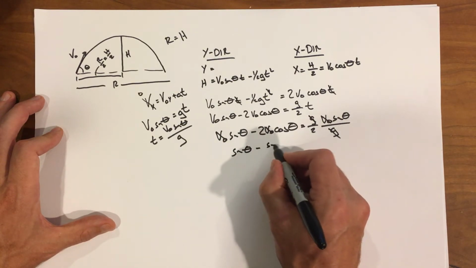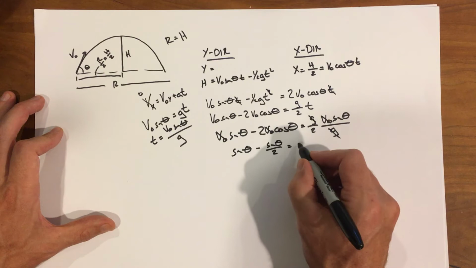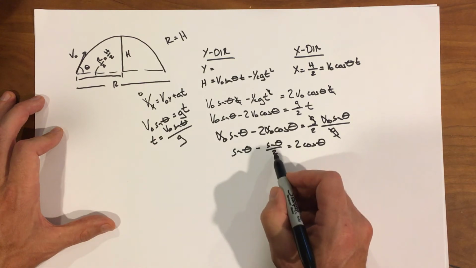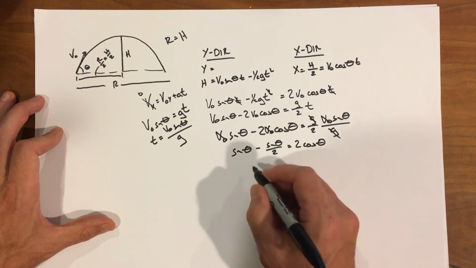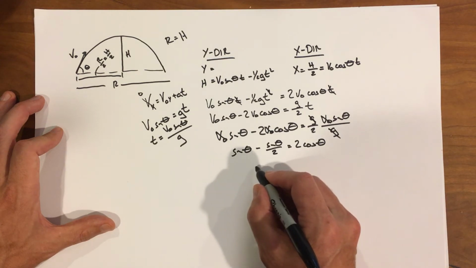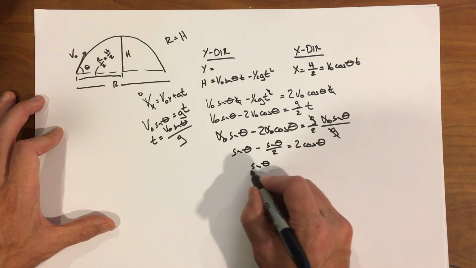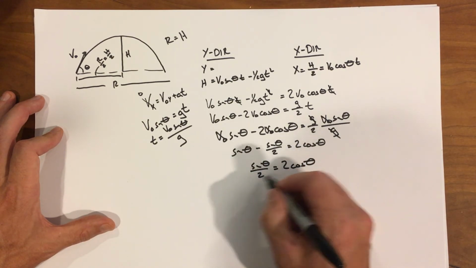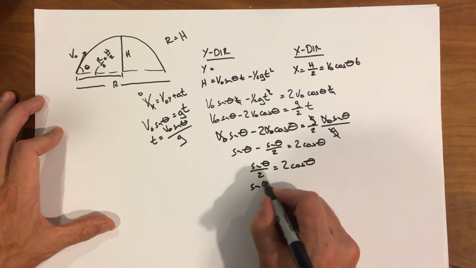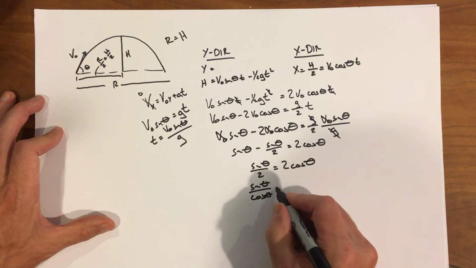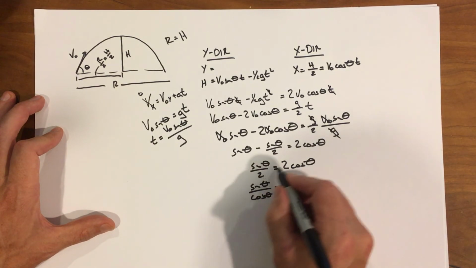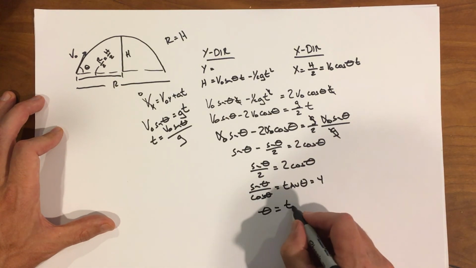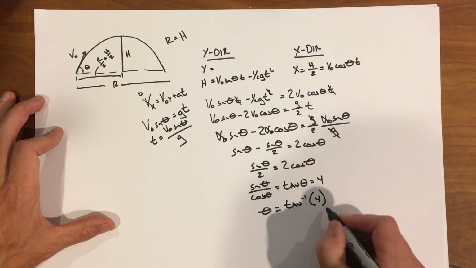Sine theta minus sine theta over 2 is equal to 2 cosine theta. Something minus a half of that something is going to be half of that something. So we end up with sine theta over 2 equal to 2 cosine theta. I'll pull my cosine over here and this 2 over here. So I end up with sine theta over cosine theta, which is tan theta, and then I have this 2 that I pulled over, and that's going to be equal to 4. So therefore, theta is equal to inverse tan of 4. Done.